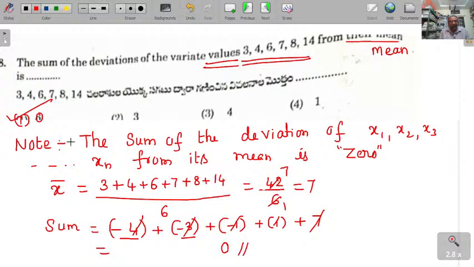So this is 0. That's why we can generalize like this: the sum of the deviations of the n observations from its mean is always 0. So the answer is 0. We can conclude like this, but I have explained with the method also. In both ways, you will be getting 0 itself.